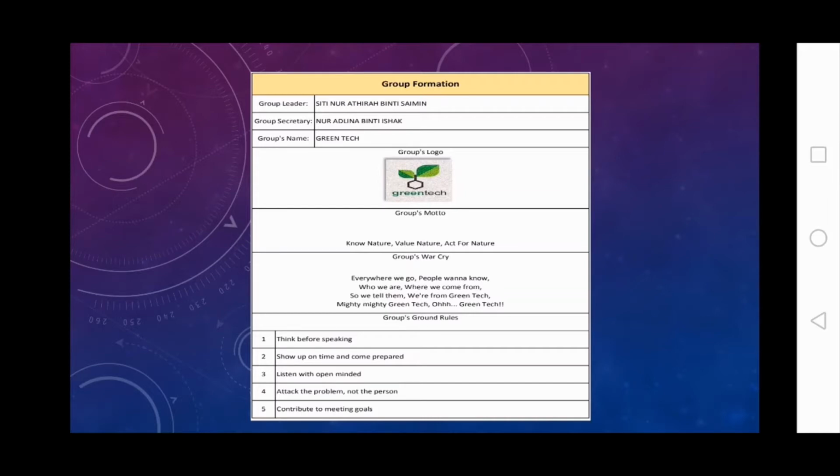Our group's ground rules, we have 5. First, think before speaking. Second, show up on time and come prepared, punctuality. Third, listen with an open mind. Fourth, attack the problem, not the person. Number 5, contribute to meeting goals by giving more ideas or your point of view.